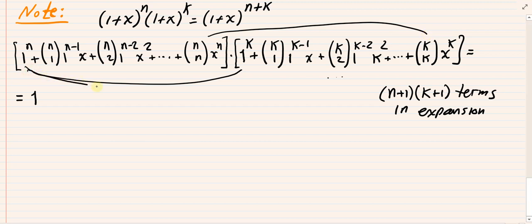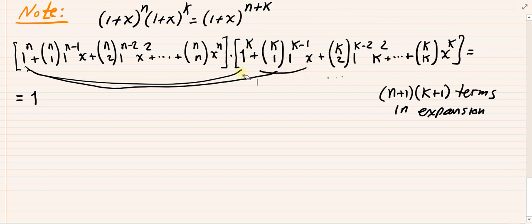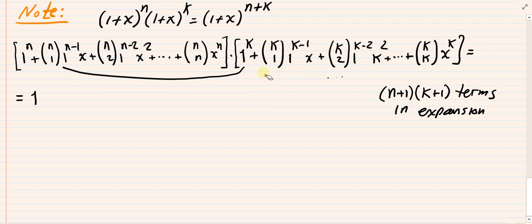So let's say I multiply 1 to the n times the second term in the binomial, right? And that will give me a coefficient on x. And when I multiply the second term in the first expansion by the first term in the second expansion, then I also get the coefficient on x, right? So in other words, what I want to do is find the coefficient on x.